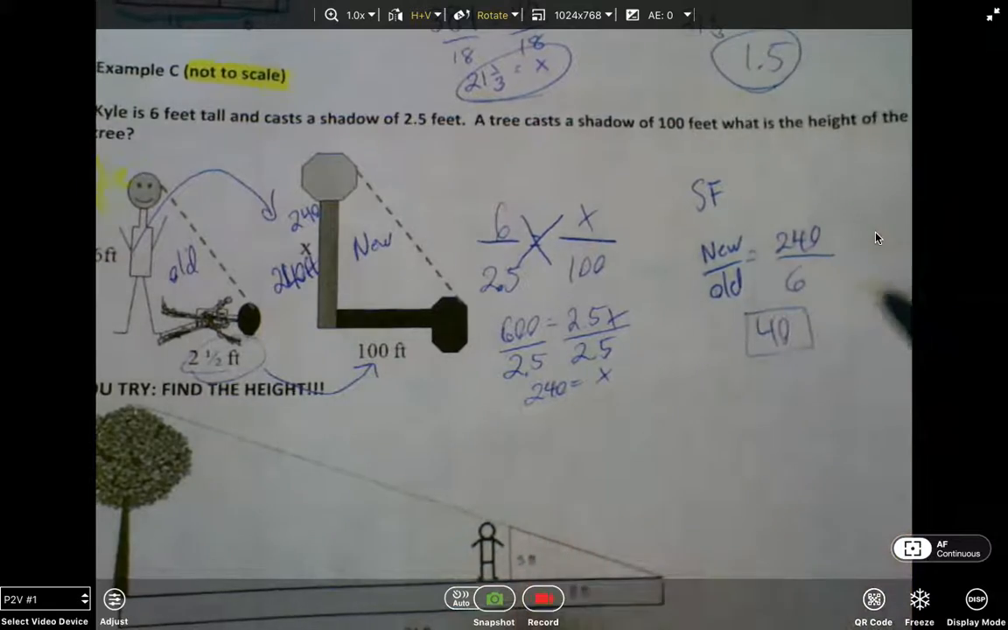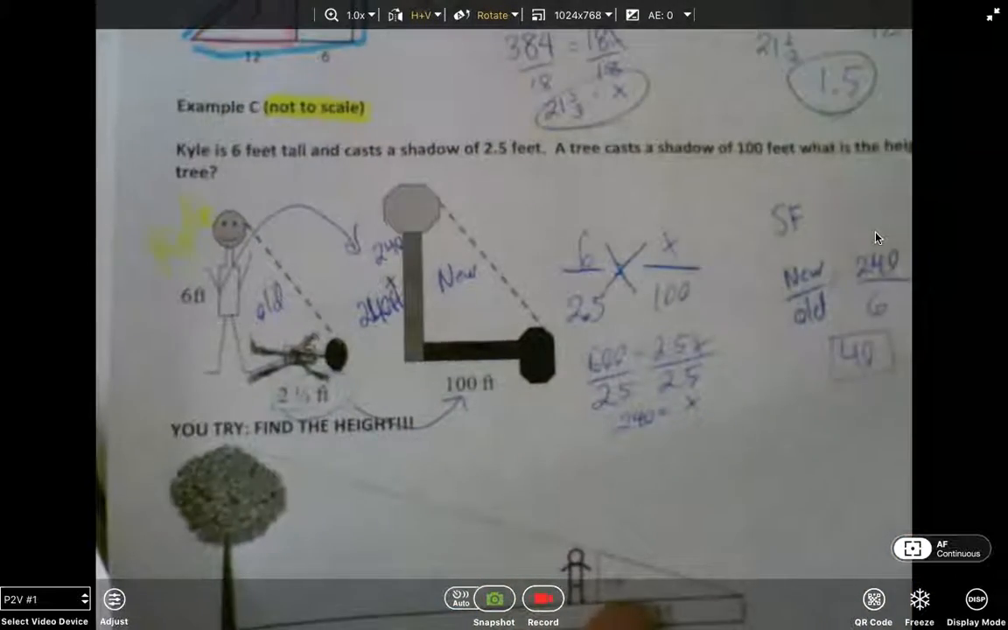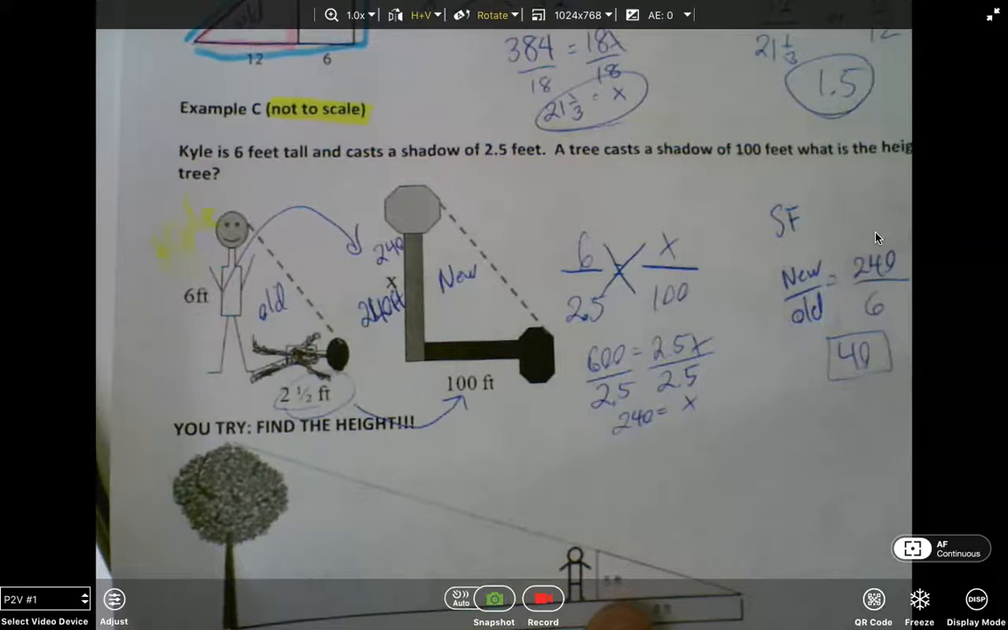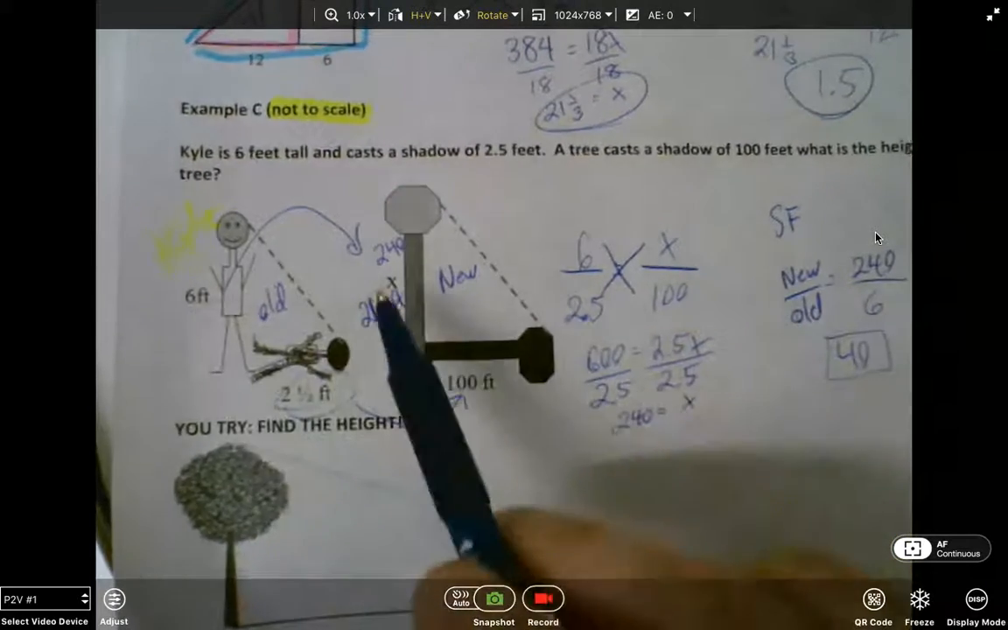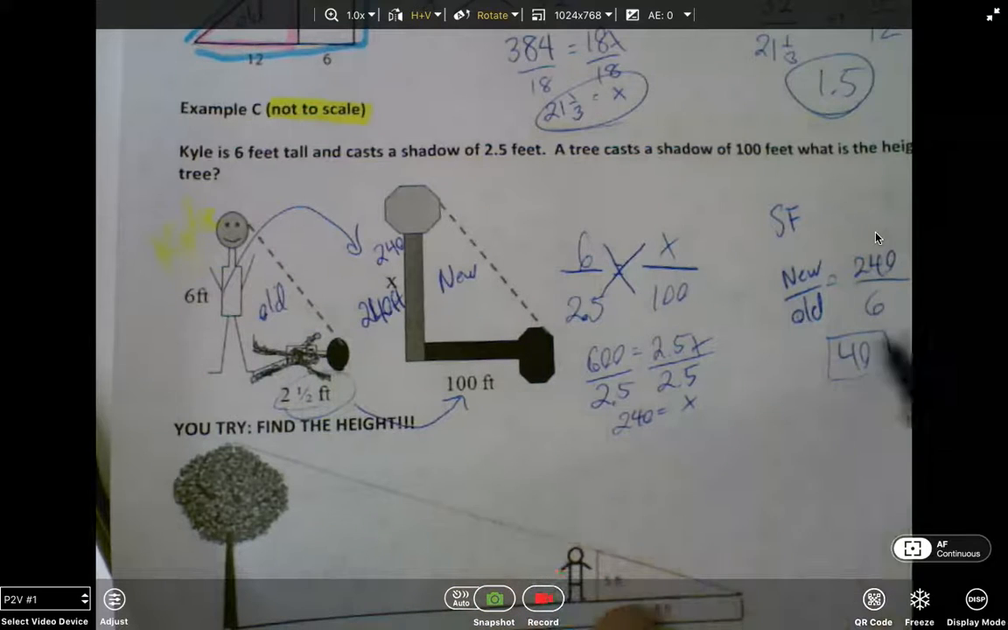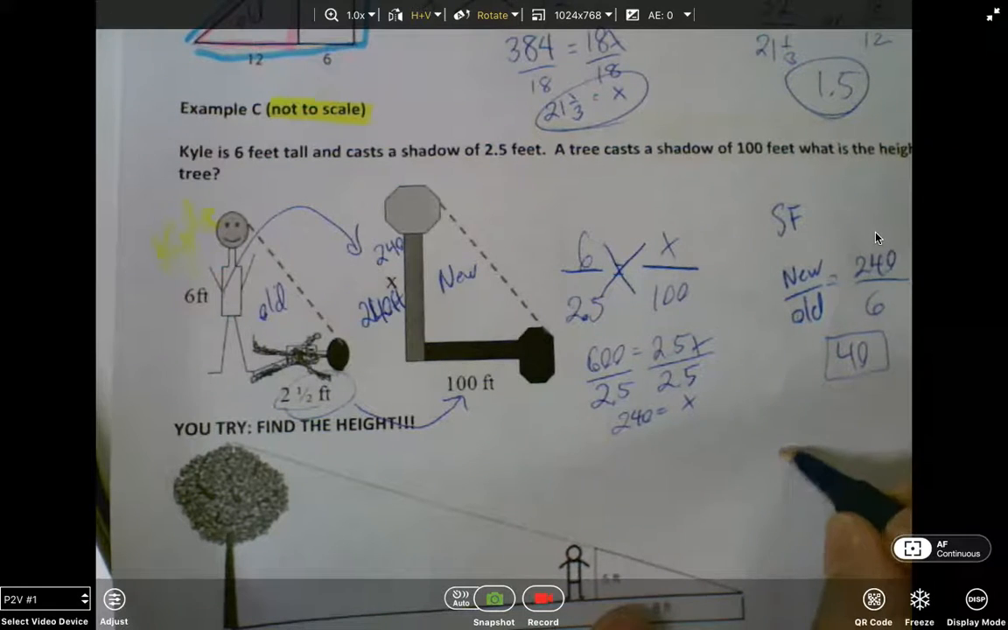So the scale factor, which makes a lot of sense, is that the tree is 40 times as big as Kyle. So to go from here to here, you'd have to do 6 times 40 and 2.5 times 40. That gives you the height of the tree and the shadow. And this makes me happy.